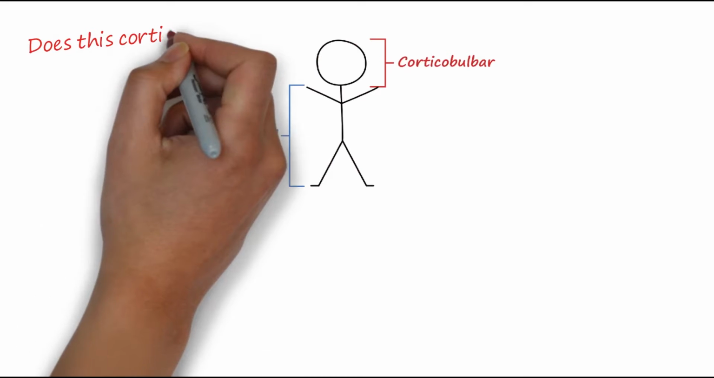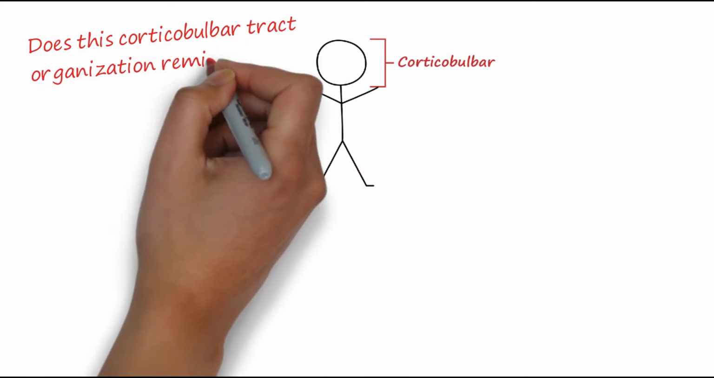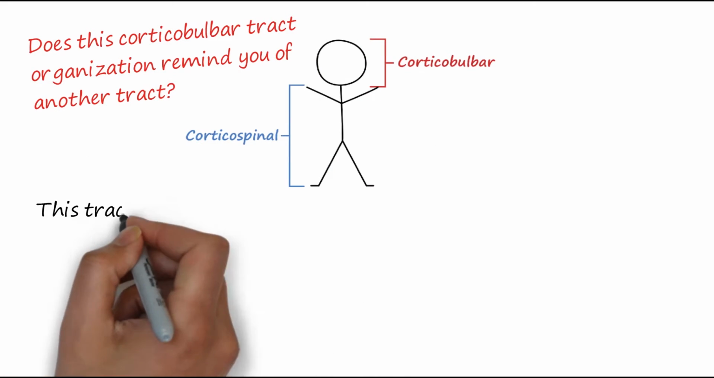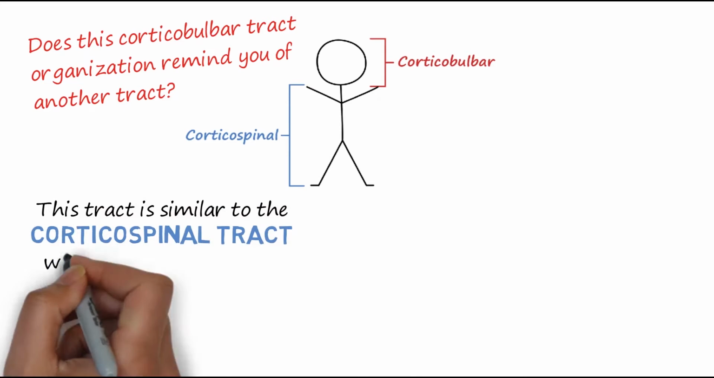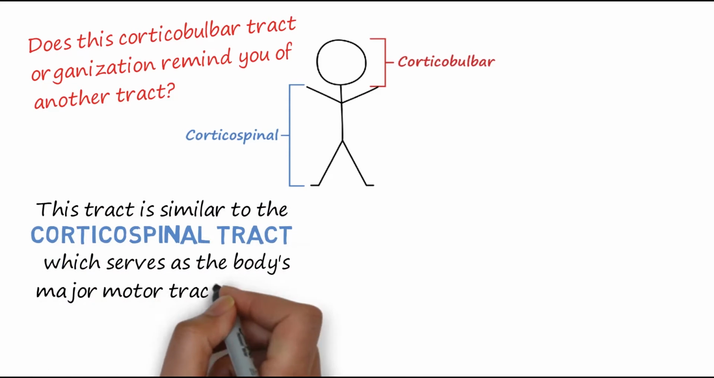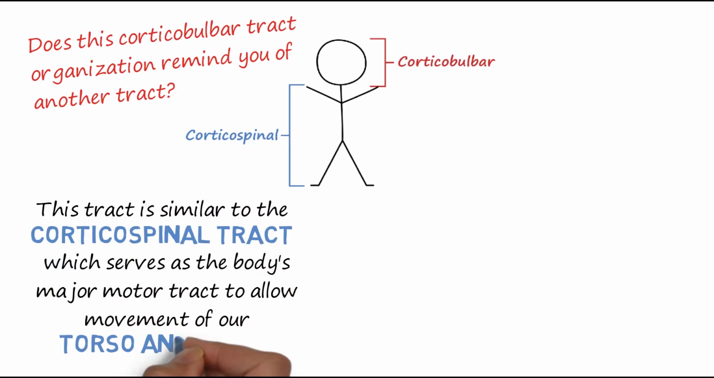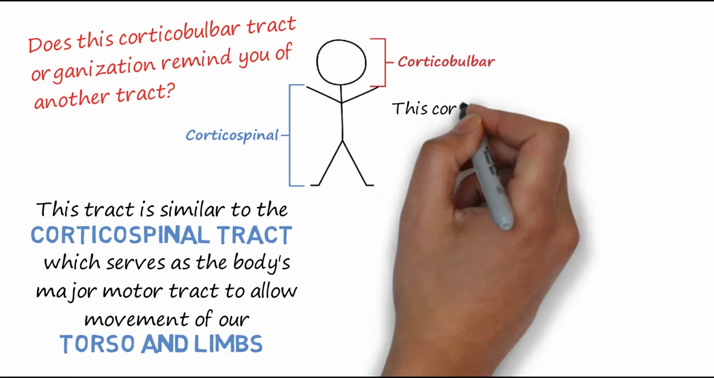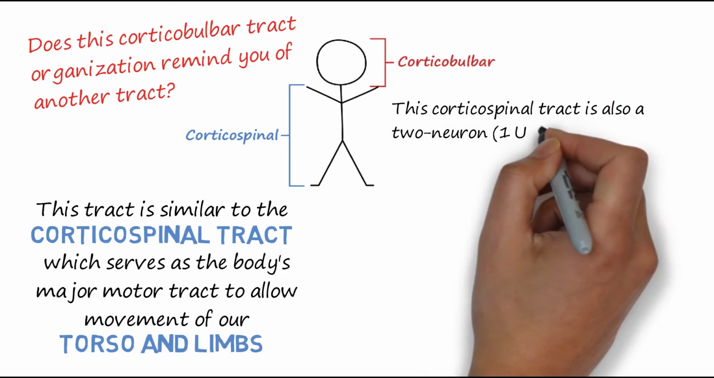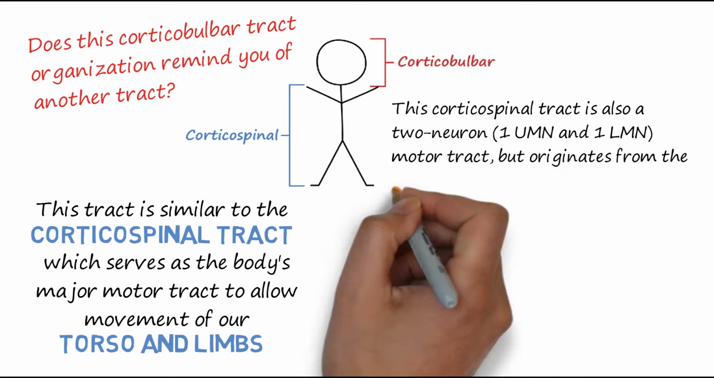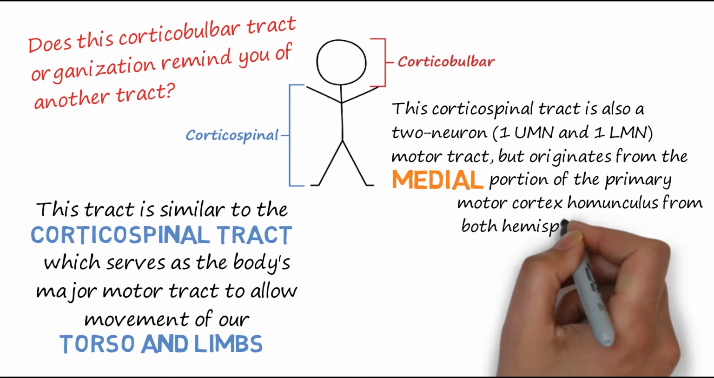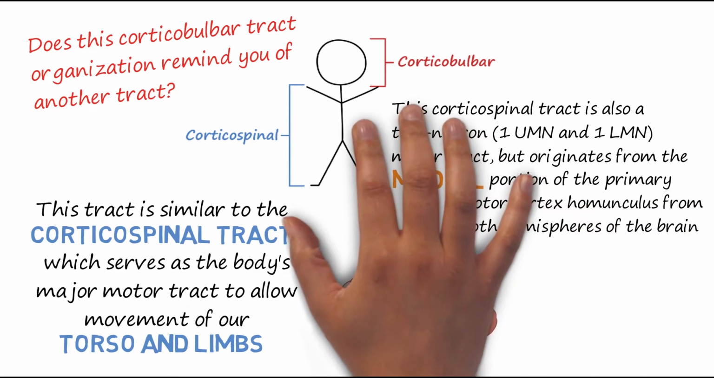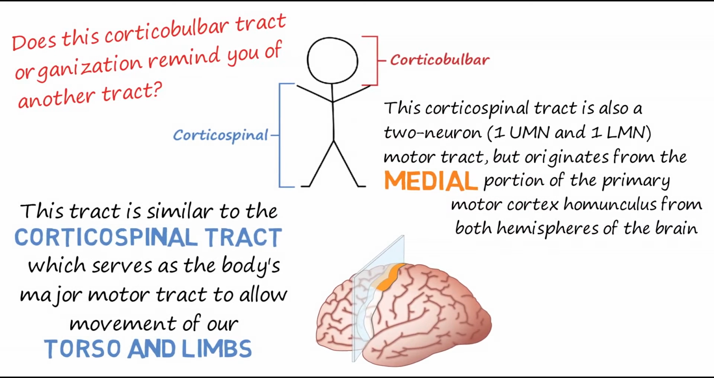Does this corticobulbar tract organization remind you of another tract? This tract is similar to the corticospinal tract, which, as you may recall from lecture, serves as the body's motor tract to allow for movement of our torso and limbs. This corticospinal tract is also a two-neuron motor tract, but originates from the medial portion, the portion which serves the limbs and trunk, of the primary motor cortex homunculus from both hemispheres of the brain.